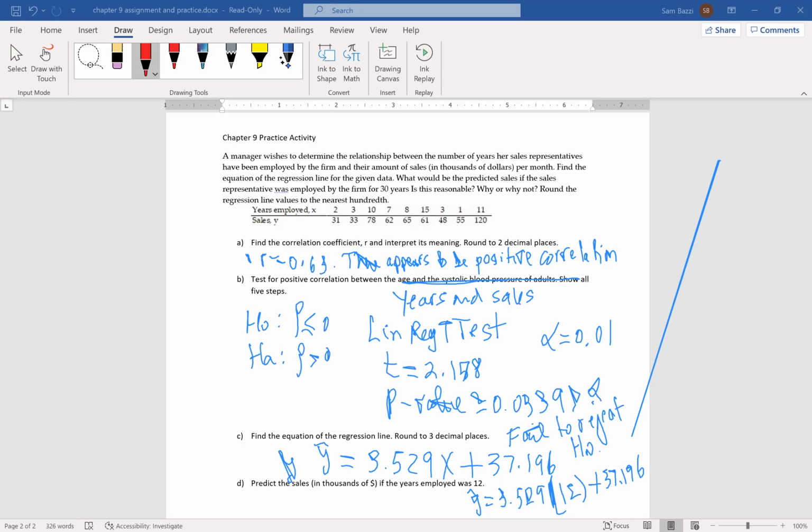3.529 times 12 plus 37.196. You get 79.54 thousand. So it's 79,544. And let me see if there are some other questions. I don't think so.